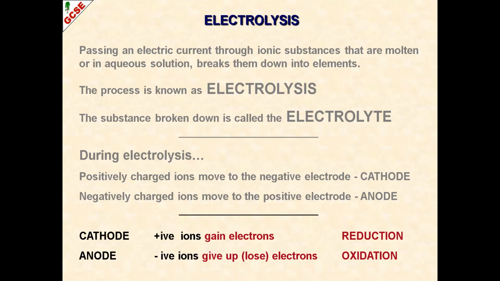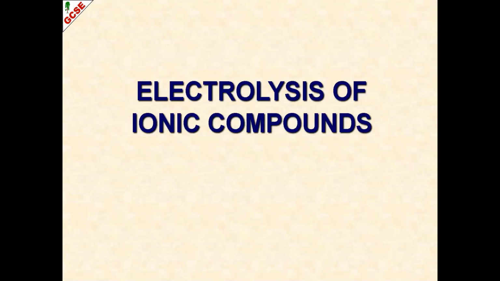At the cathode, positive ions are going to gain electrons, which is reduction, since gain of electrons is reduction, and negative ions are going to lose electrons, which is oxidation. So let's look at examples of electrolysis to understand them better, and we're going to focus on the examples that have been given in the syllabus specifically.